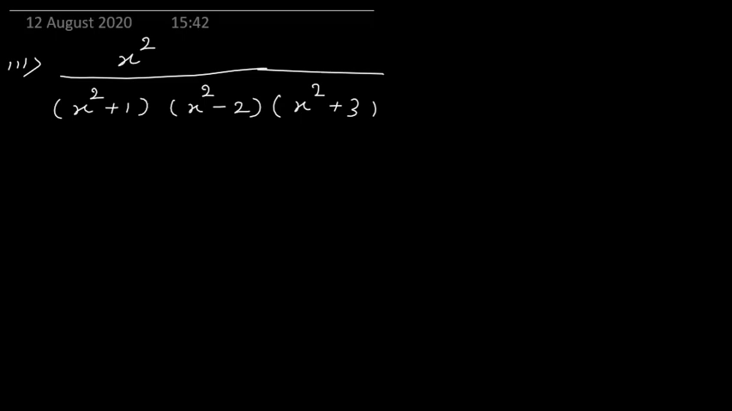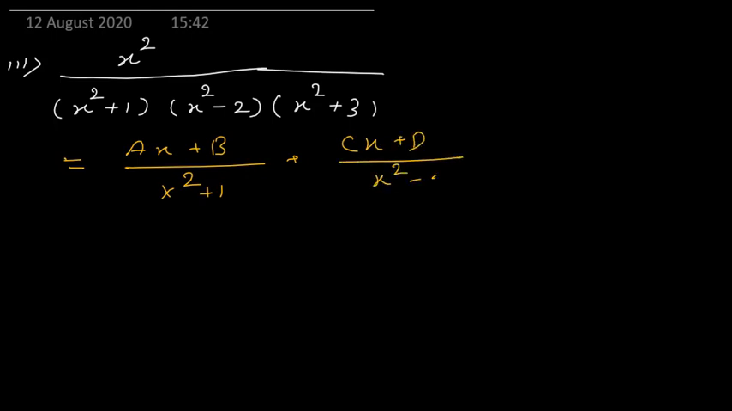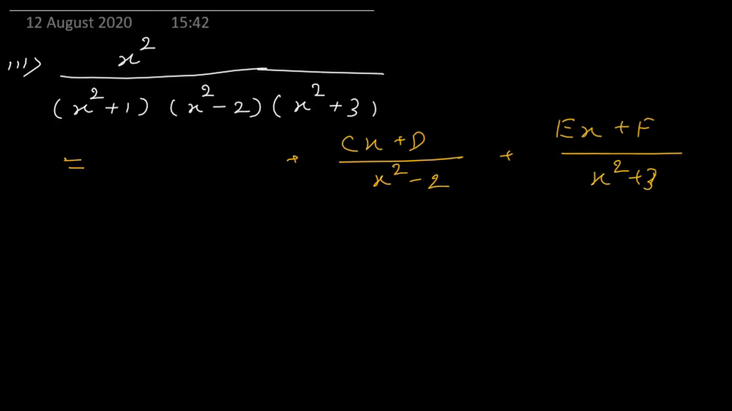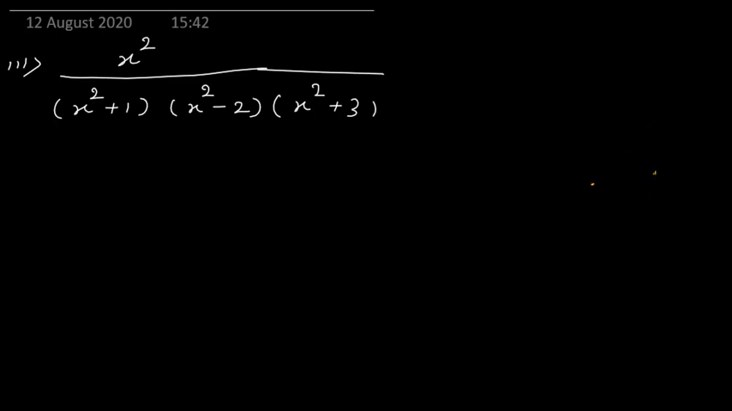When we write this expression as ax plus b upon x square plus 1 plus cx plus d upon x square minus 2 plus ex plus f upon x square plus 3. But as the number of variables is more, it is very difficult. In your class you will not get more than 3 variables. So 4 variables is also a very rare chance.